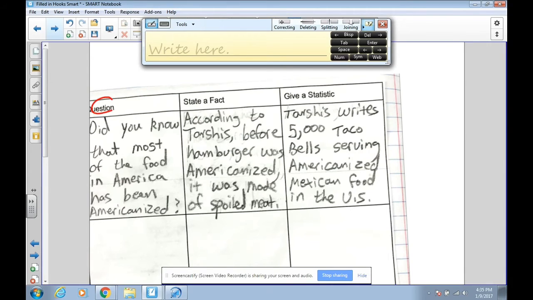An example of asking a question would be this one. Did you know that most of the food in America has been Americanized? Notice how it's the least creative of the bunch. Still gets the job done, but it's definitely not as creative as our previous.